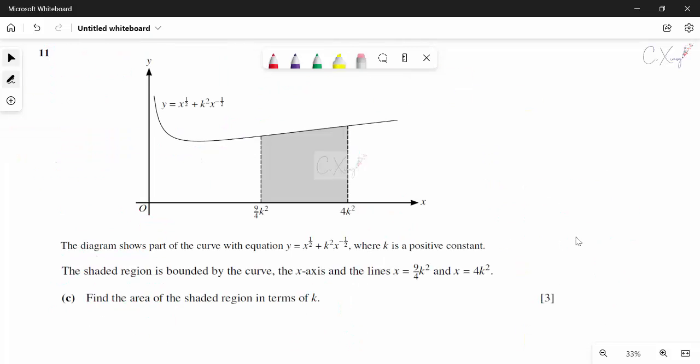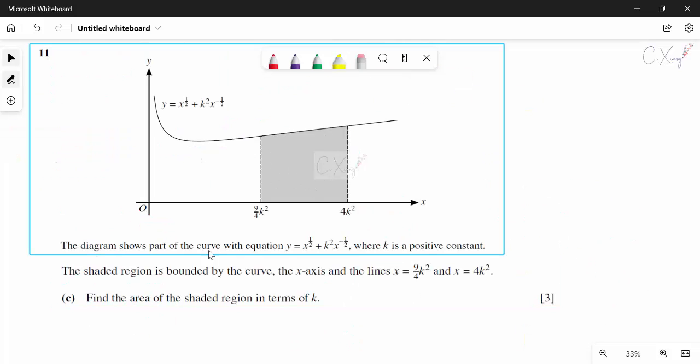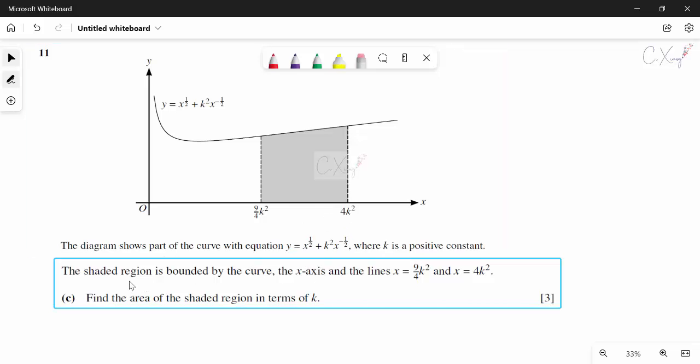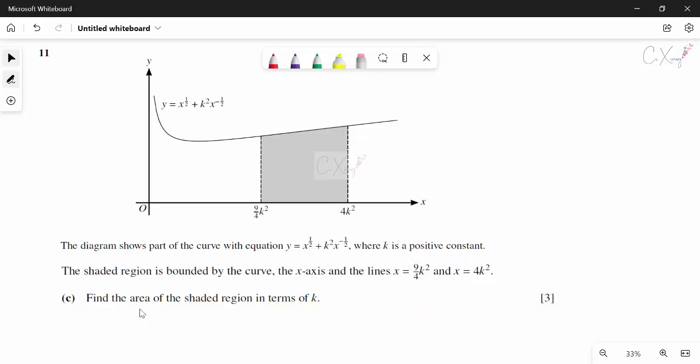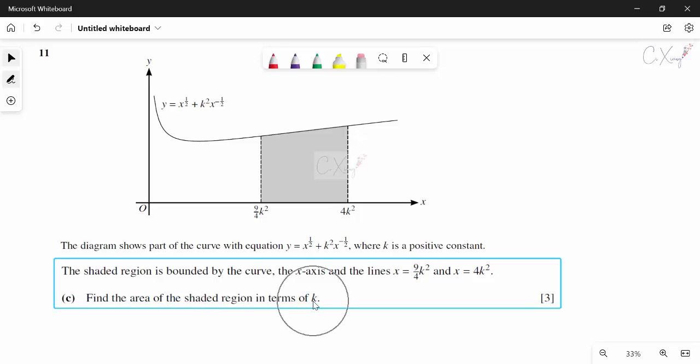Okay, so 11 part number C. According to this diagram, we already know the equation, right? They want us to find the shaded region. The shaded region is bounded by the curve, x-axis, and these two lines here. So they want you to find the area of the shaded region in terms of k.